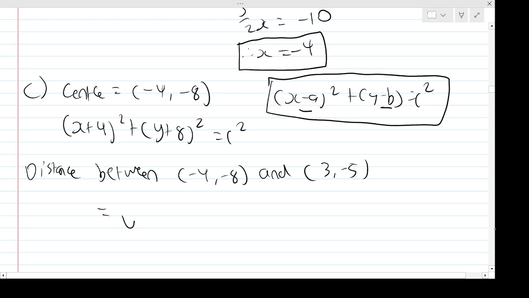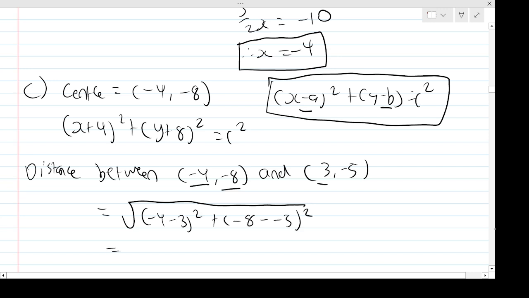So that's going to equal root of, well, the change in x. So that's minus 4, take away 3, all squared. Then the change in y. Minus 8, take away minus 5, all squared. Put that in the calculator. Minus 4, minus 3 all squared. Add, minus 8, then minus will turn to a plus, and that's a 5 there. So we minus 8 plus 5 all squared. That will get me root 58. And that is my radius.